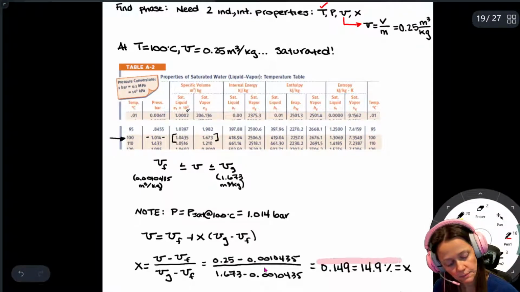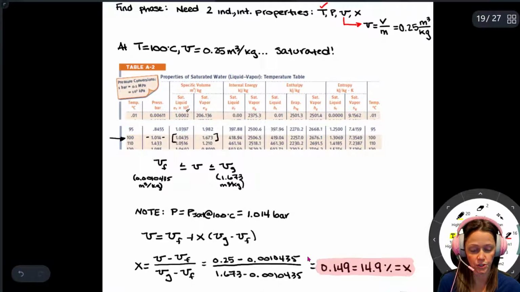Why are we finding quality again? Because the problem said if it's two-phase, then you want to find the quality. If it were superheated, you were going to find the pressure.